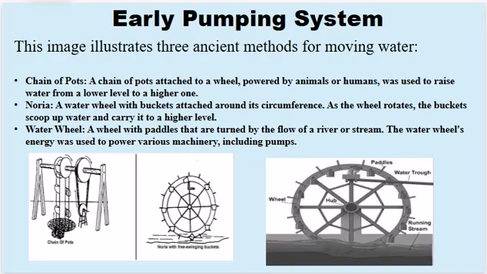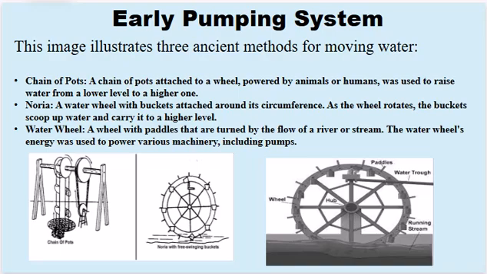Chain of pots. This system utilizes a chain of pots that are attached to a wheel. The wheel is turned by hand or by an animal, causing the pots to dip into a water source, fill with water, and then be lifted up to a higher elevation. This method is simple but inefficient.